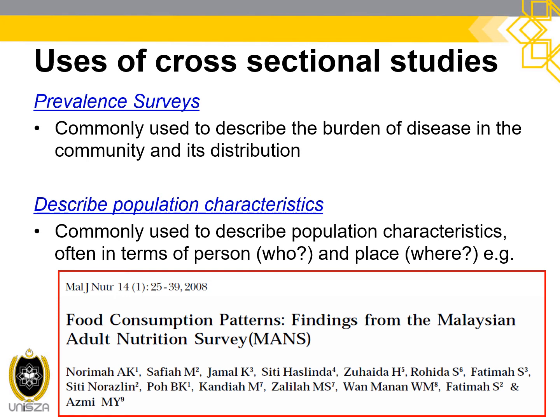Example shown in this slide is on a research on food consumption pattern findings from Malaysian Adult Nutrition Survey. So this study describes the food consumption patterns among Malaysians.